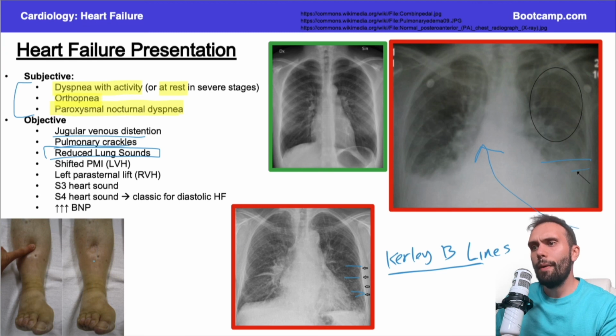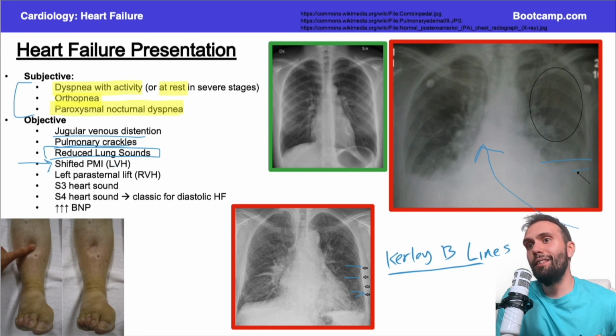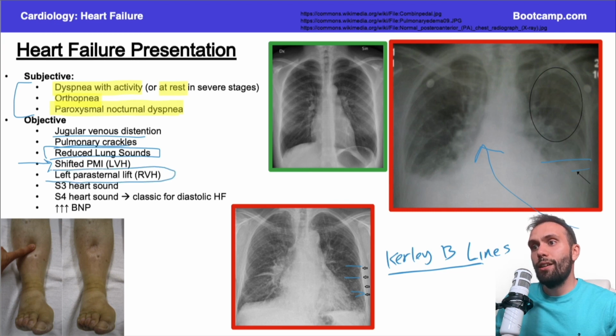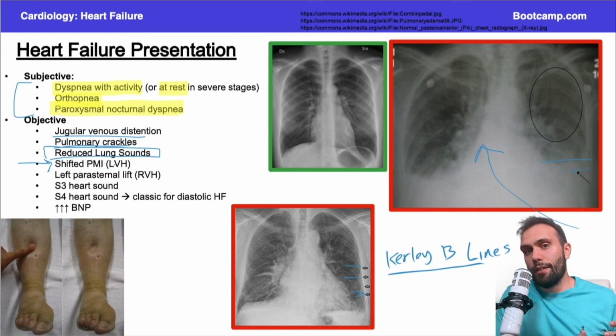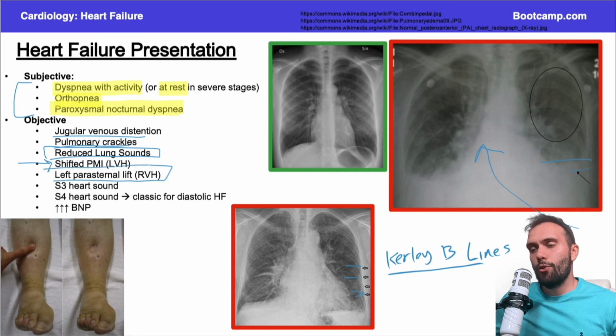And we'll talk more about how to grade that and that kind of thing for Step 2. So just some other findings here, and I don't want to go into too much detail, but a shifted point of maximal impulse. Usually at the apex, it tends to be laterally displaced, so they'll say it's beyond the midclavicular line. That's very classic in heart failure. A left parasternal lift if we have right-sided heart failure, right? So the shifted PMI is mostly left-sided heart failure because, again, we're talking about the apex, left ventricle. In right ventricular heart failure, the classic way to describe that is, again, left parasternal lift.